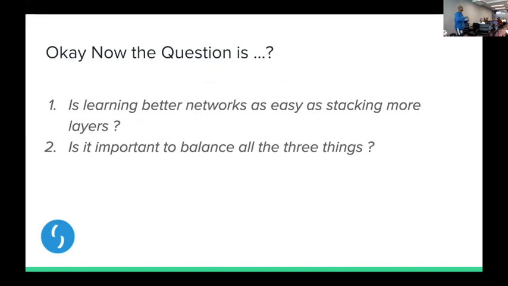Do you think stacking the layers gives you good accuracy? Do you have anything on that? Are you getting the question?